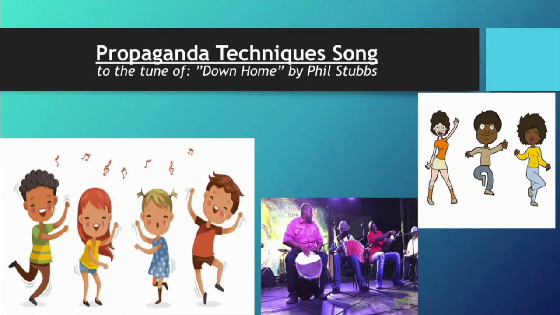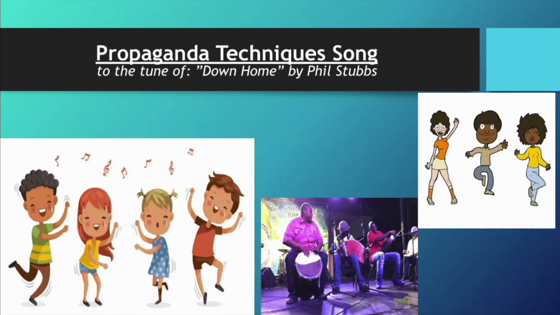A person only uses propaganda when they're writing a piece to persuade you. They'll use bandwagon, transfer, and generalizations to get you thinking just like the way they do.